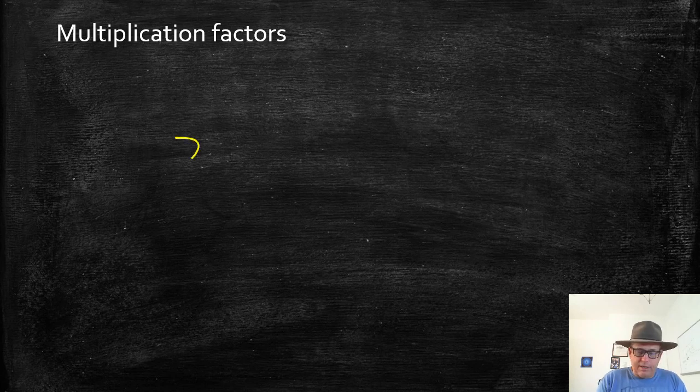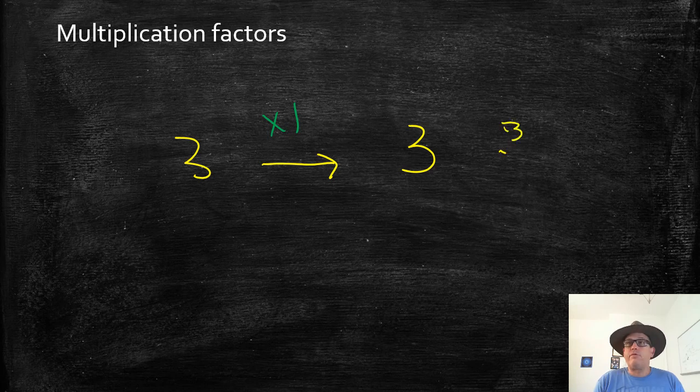Okay, what about 3 into 3? What's our multiplication factor that changes 3 to 3? Obviously, it's times 1. Right? And if I wanted to work it out, it would be 3 divided by 3, and that has the answer of 1. And that's how I worked out what K is. So in this case, K is 1, or the multiplication factor is 1.